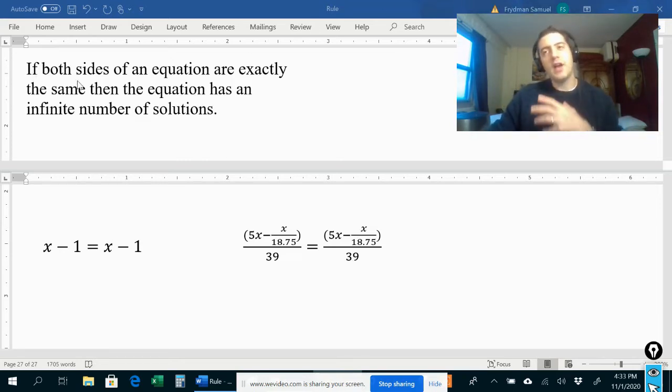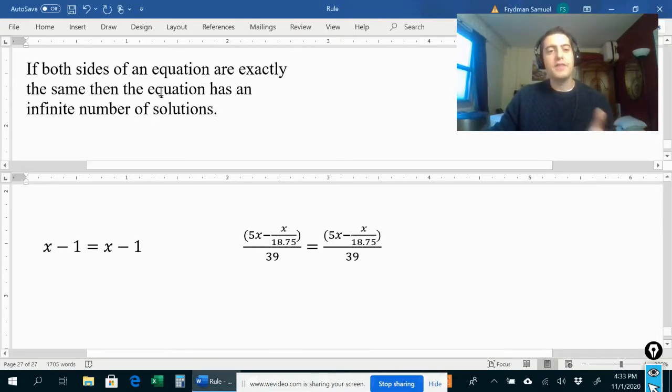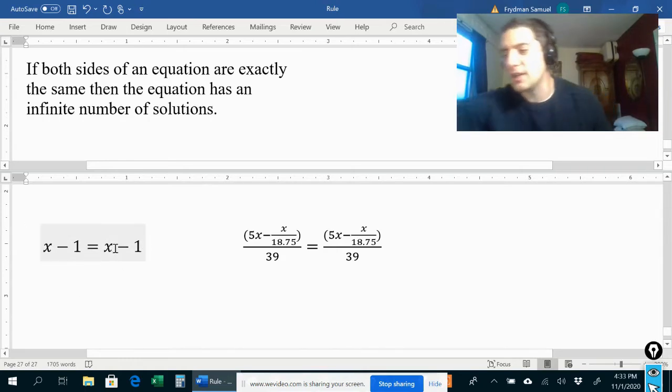And how can you determine when you do in fact have an equation like that, where no matter what number you choose, you get a solution to the equation? Well, if both sides of an equation are exactly the same, then the equation has an infinite number of solutions. And it's actually not too hard to see why that is. So let's look at a simple example over here, where I have x minus 1 is equal to x minus 1. So I have the exact same thing on both sides.